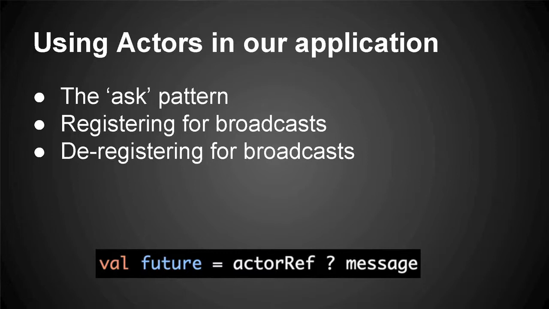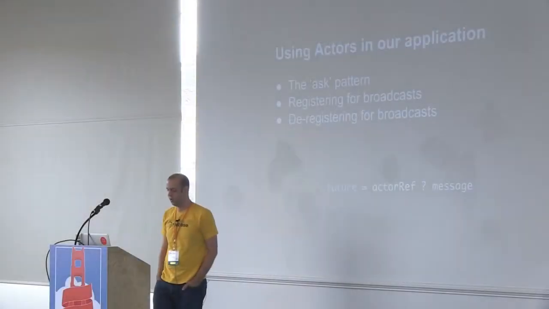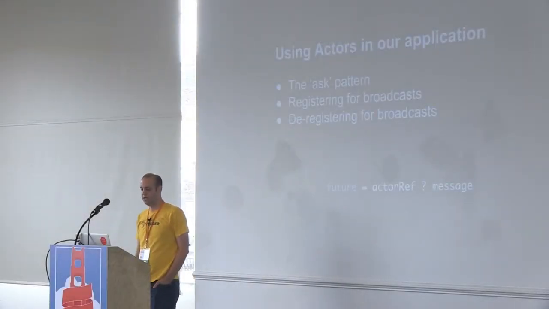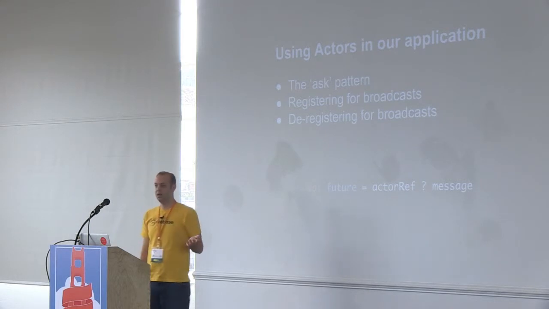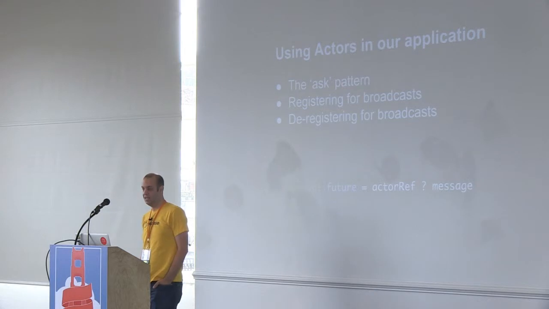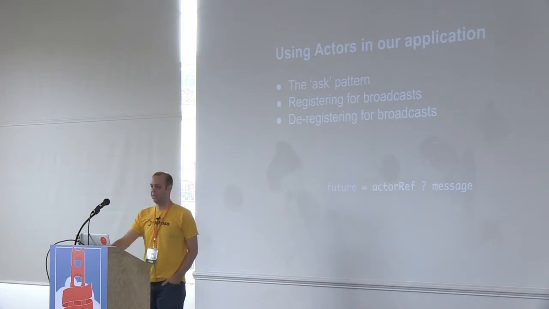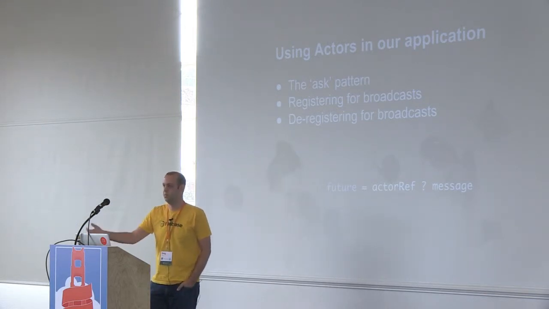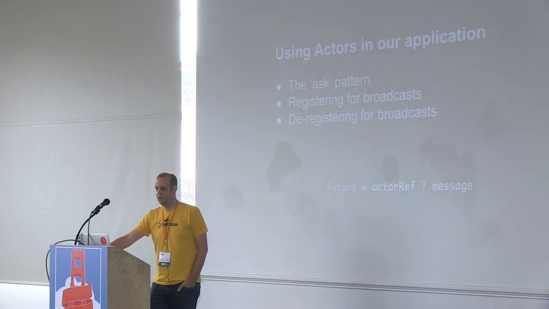Let's go through the simple case of just the HTTP requests. Say we get a GET request for the current state of one of our Boolean sync apps. We're going to use the ask pattern, which is the question mark there, and it returns a future. It's a future like we saw in the last talk. It's either going to be empty or have a value or have failed.